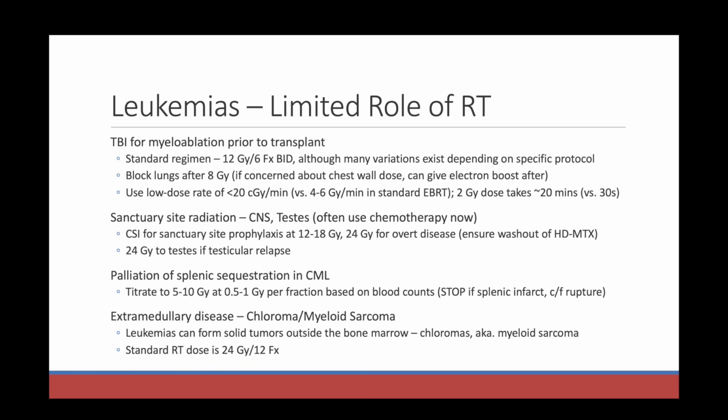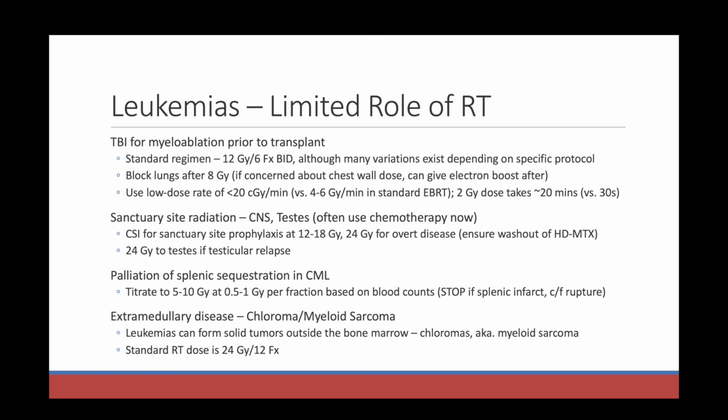That brings us to the very limited role of radiation in the management of leukemias. And I've tried to just list out different indications for radiation in the setting of leukemia. So one of them is for patients with leukemias that are getting total body irradiation for myeloablative purposes ahead of a transplant. And a very standard regimen that's used is 12 gray and 6 fractions BID. But of course, this definitely varies depending on the specific protocol for transplant. So whatever transplant protocol your transplant team is using, they'll tell you what the TBI dose is. But one common regimen is 12 gray and 6 fractions given BID.